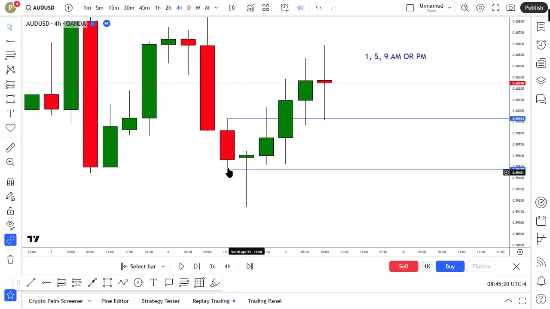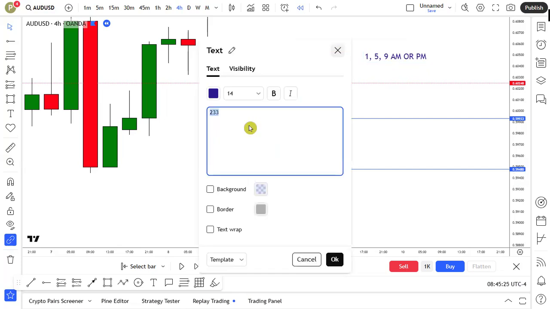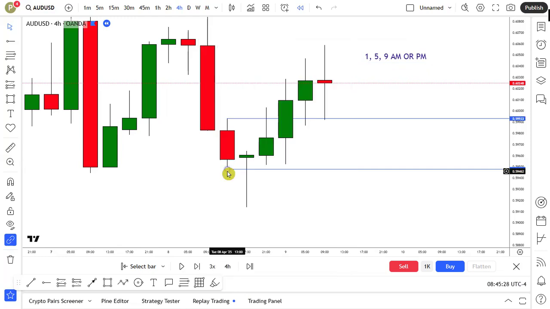So if you look here, the CRT low was made at 1 p.m. The turtle soup here was formed at 5 p.m., and the distribution was formed at 9 p.m. You can see how important timing is. We also had this fair value gap here, which was one of the driving forces for price to push higher.